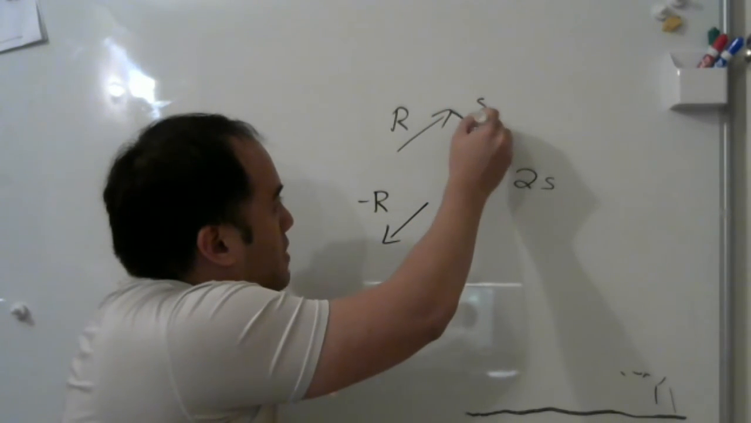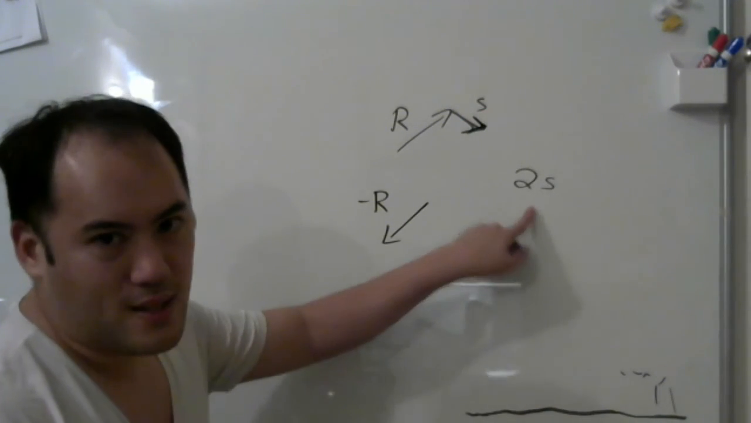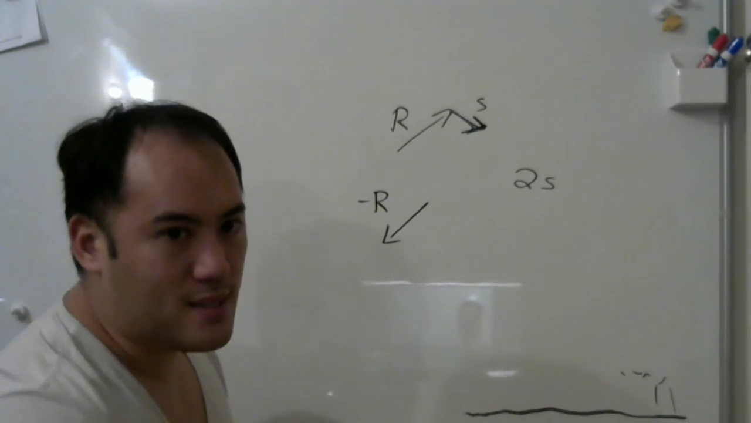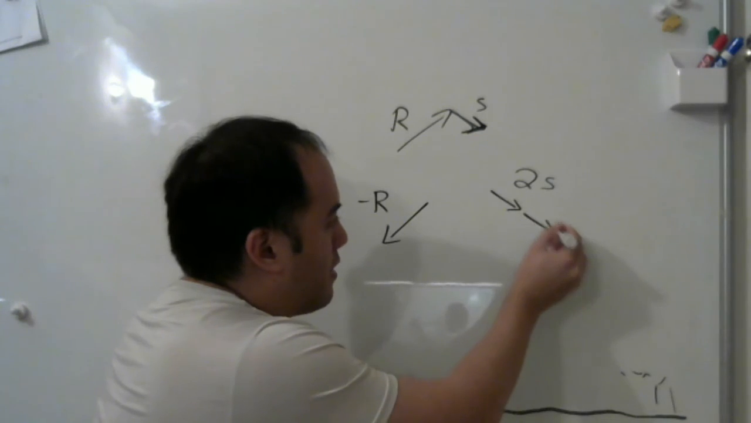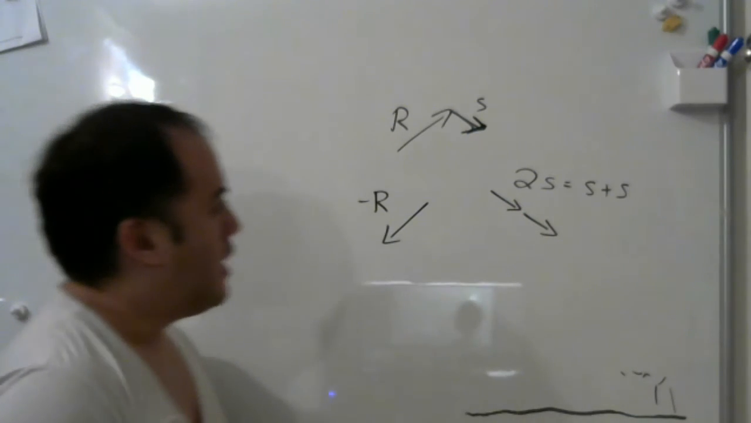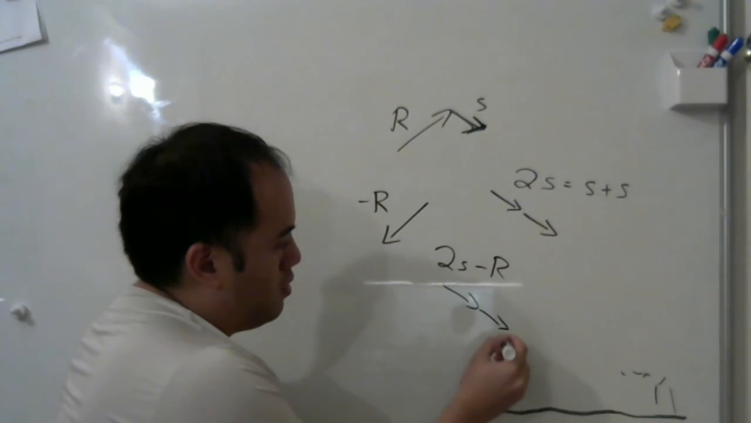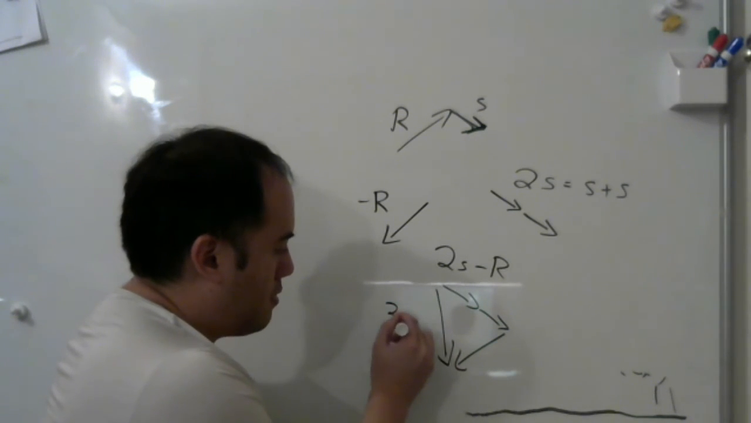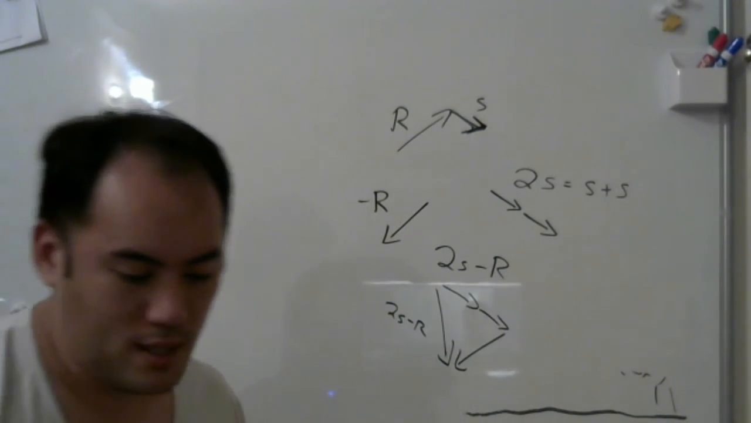If step S on the treasure map says you walk 10,000 paces east, then 2S would be do it twice. If you walk 10,000 paces east, then another 10,000 paces east, your total displacement vector would be 20,000 paces east. So just draw S and another S. 2S is basically S plus S. So this would be 2S. And what if I wanted 2S minus R? That's 2S plus a negative R. This is 2S minus R. Practice will hopefully make this a little more straightforward.